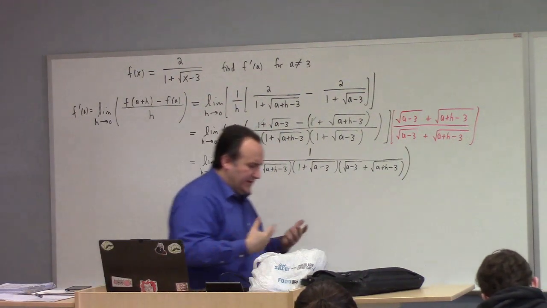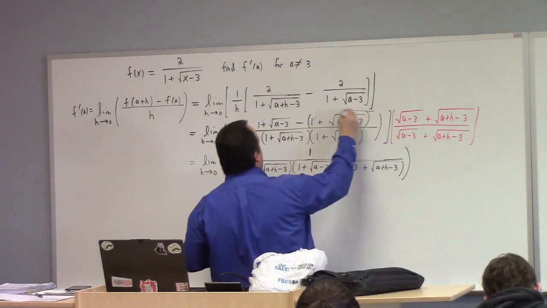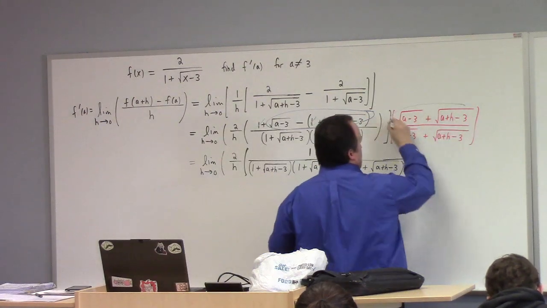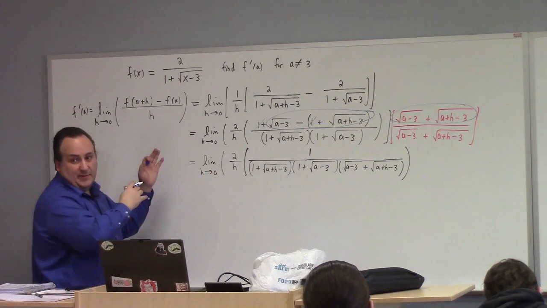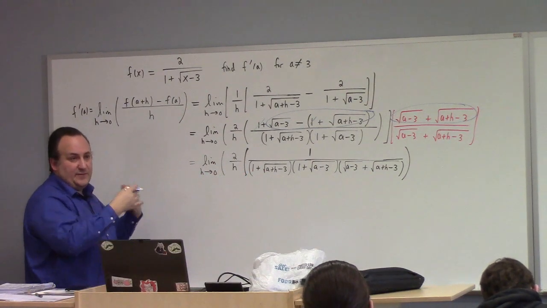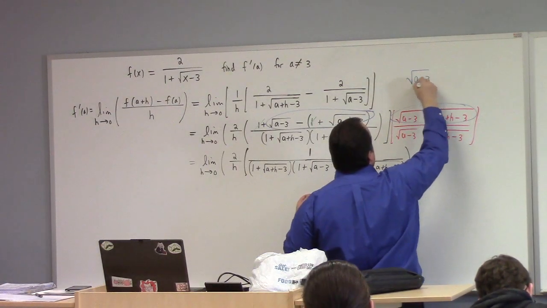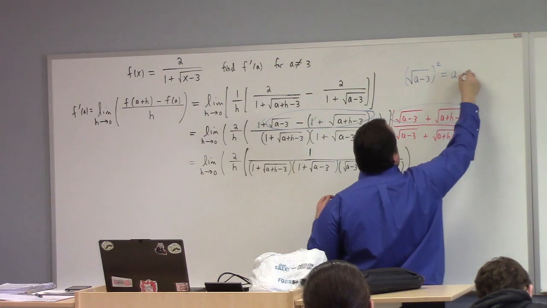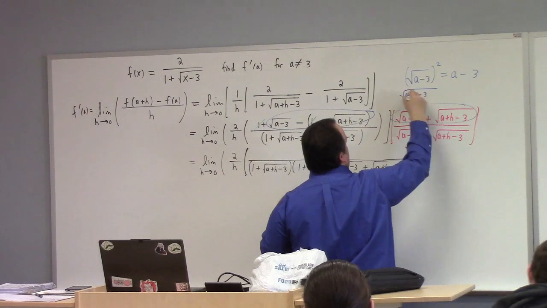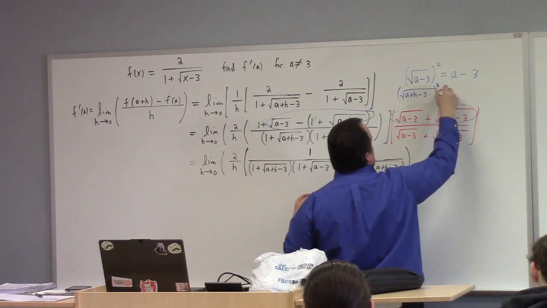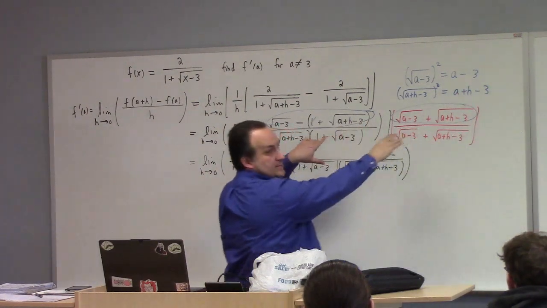Let me circle in blue what I'm doing. I'm focused solely on how this guy right here multiplies with this character right here. So we get the square root of a minus 3 times the square root of a minus 3, which is the square root of a minus 3 squared. But the square root of a minus 3 squared is what? A minus 3, right? And the square root of a plus h minus 3 squared is equal to a plus h minus 3, right?